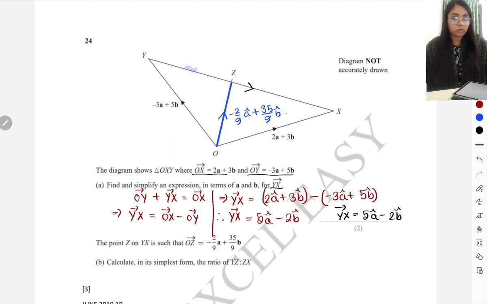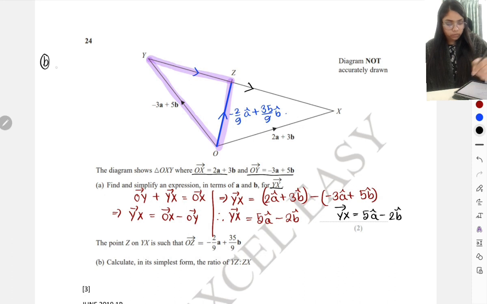So in order to find YZ, which is basically traveling in this direction, YZ is only focusing on OYZ. I'll just highlight the part. This is OYZ. We can clearly see OY and YZ are in the same direction, whereas OZ is in a different direction. So obviously it's going to look like that. We are in part B.